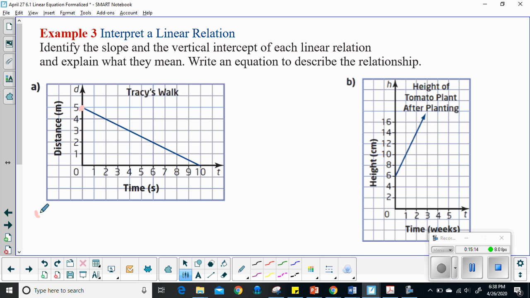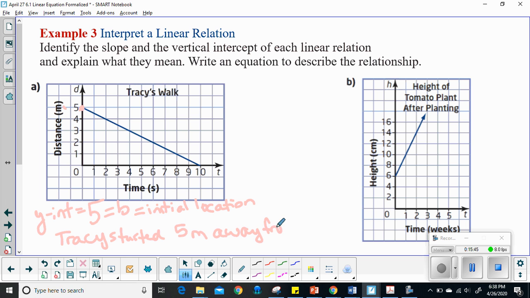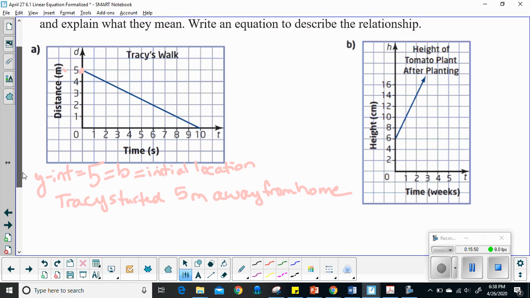So my y-intercept is 5. So that would be my b value. That's your starting point, right? Y-intercepts, that's your initial location. So to turn that into words, I could say that Tracy started 5 meters, look at your graph, away from home. Okay, and then what's happening?